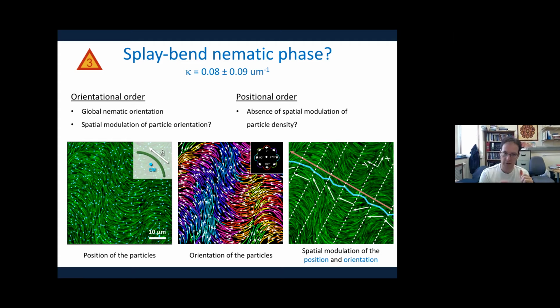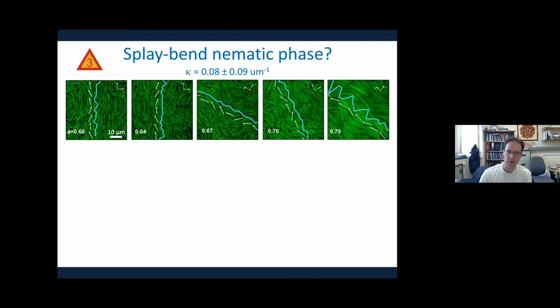So I'll show you the same pictures, but now for a few more packing fractions, ranging from 0.6 to 0.79. And again, remember that the y-axis in each picture is aligned along the global director, the overall nematic director. The solid line shows you the density profile, and the local white line shows you the local nematic director.